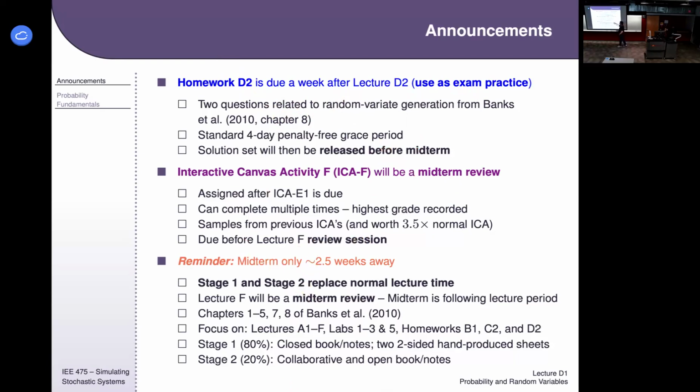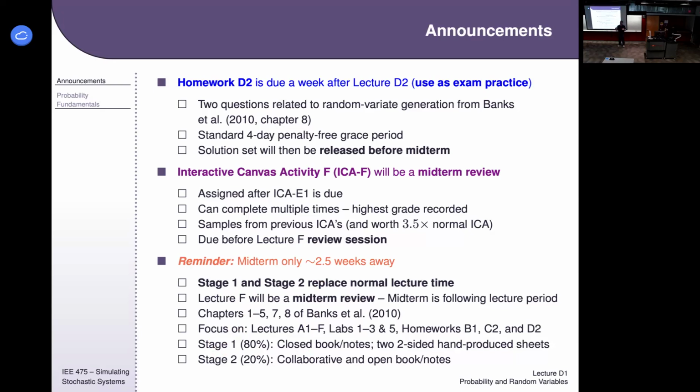It's about 2.5 weeks away. So basically we're going to wrap up unit D, that's this week. And then E will be the bottom half of next week and the first half of the next week. And then we've got a midterm, basically lecture F. So unit F is just a midterm review. Unit F is sort of the midterm.